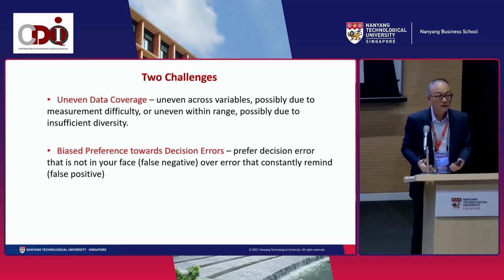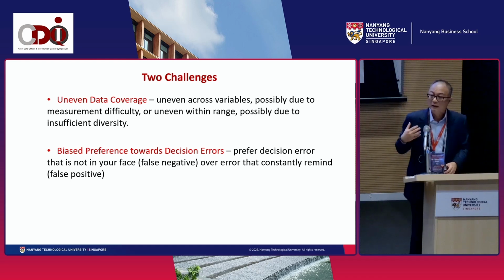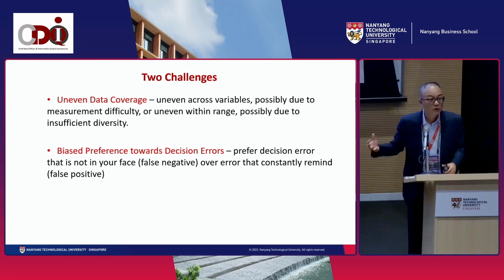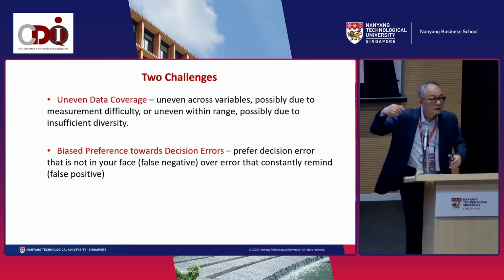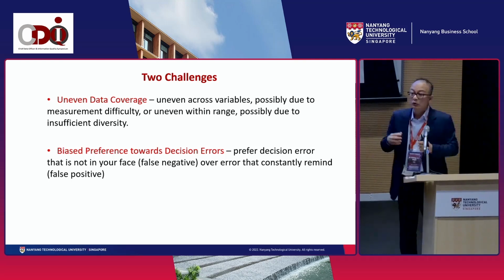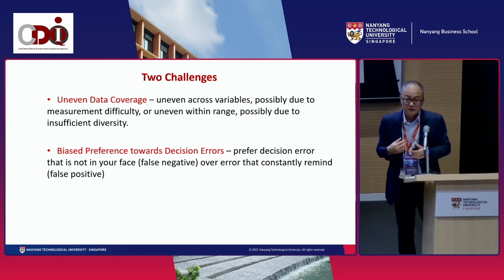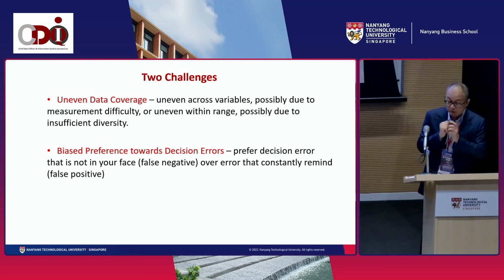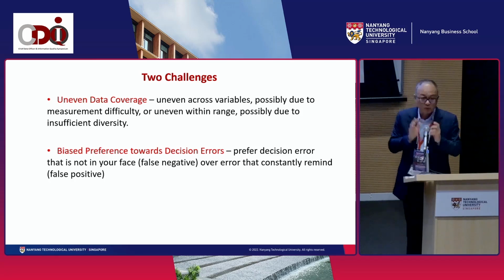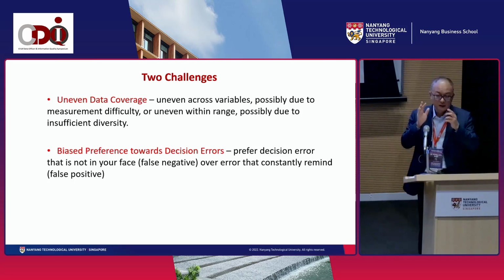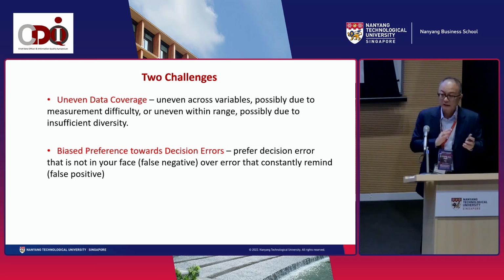Now, what is a false positive? A false positive is something that you think is a correct choice. You chose it, but it turned out to be the wrong one. But you have to live with the consequence, right? The false negative is something that you don't live with because it doesn't remind you. And that is the strong preference that people have. That pushes you into having a biased preference toward the type of error that you're committing.